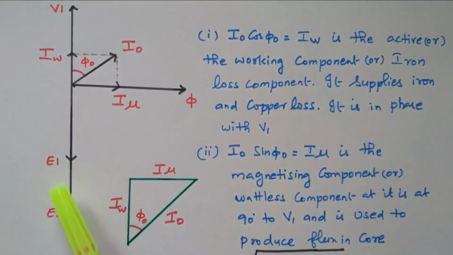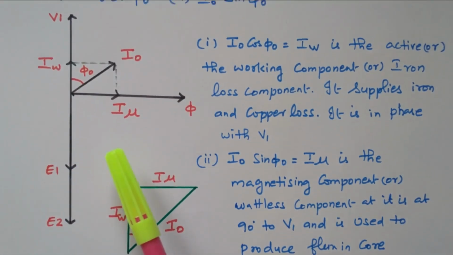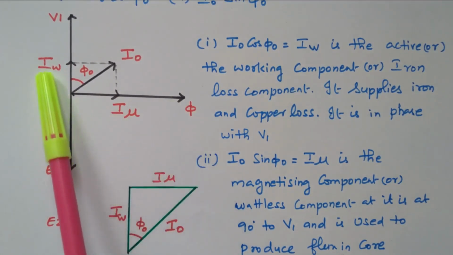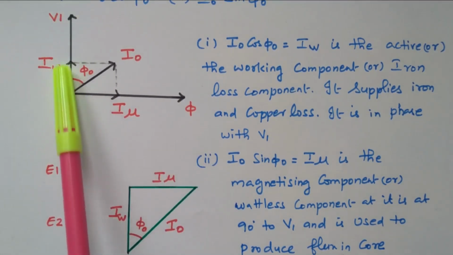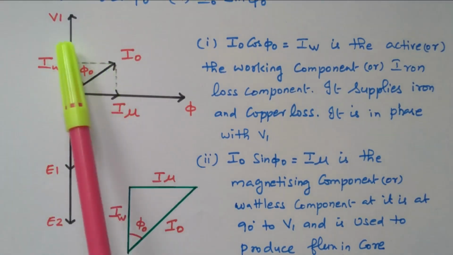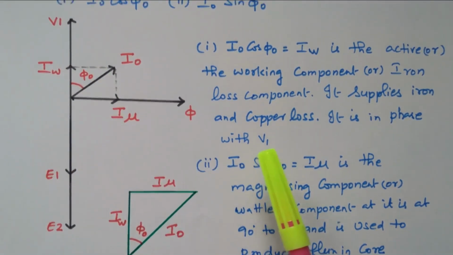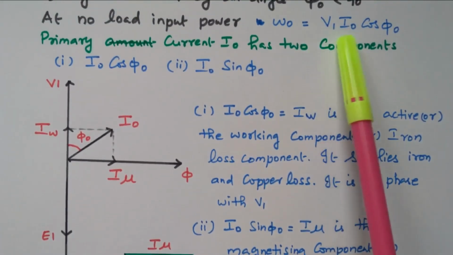So the induced EMFs E1 and E2 are opposite to that of V1, because based on Faraday's law and Lenz's law, the induced EMF opposes the cause producing it, opposing the flux, so that it is available in the opposite direction, right. So this is the flux available. The magnetizing current is in phase with the flux. The working current is in phase with the voltage. The vector sum of these two is I naught. That I naught and V have a phase angle of phi naught, right. So that is given in the power V1 I naught cos phi naught.